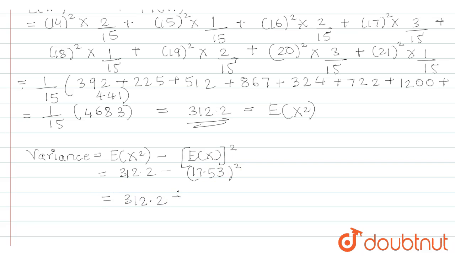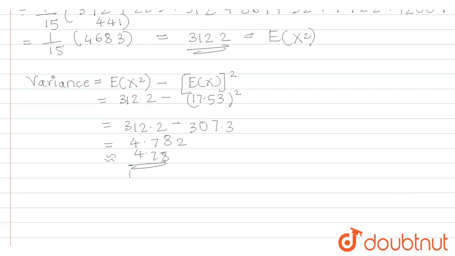17.53 square. If I calculate, it's 307.3, approximate value. And when I do the subtraction, which is 312.2 minus 307.3, I get the value as 4.782, which I can approximate to 4.78. So this is the value of the variance. We have calculated mean. We have also calculated the variance.